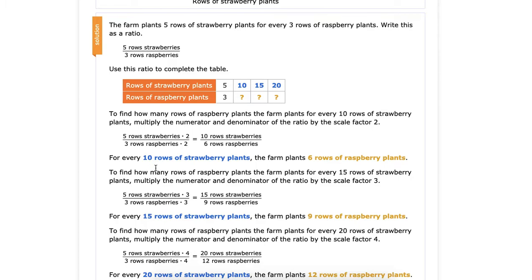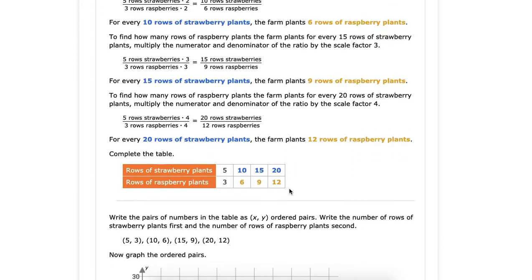We usually don't put the labels in here when we're working with the ratios. They just got them in here to show you how to do it. But you could fill in your table that way. Once you get the table filled in, you have the ratios 5 to 3, 10 to 6, 15 to 9, and 20 to 12. So those are the ordered pairs you're going to be working with here. So as you go through those are the ones you're going to do.